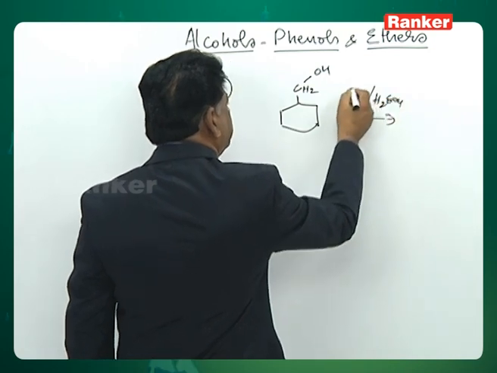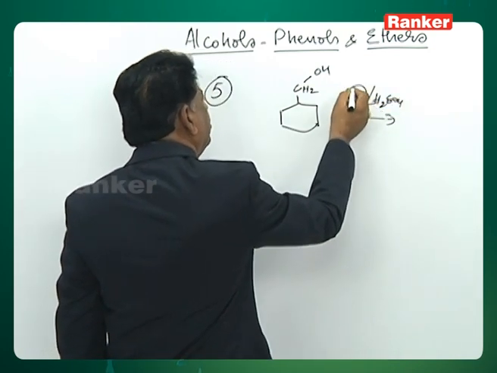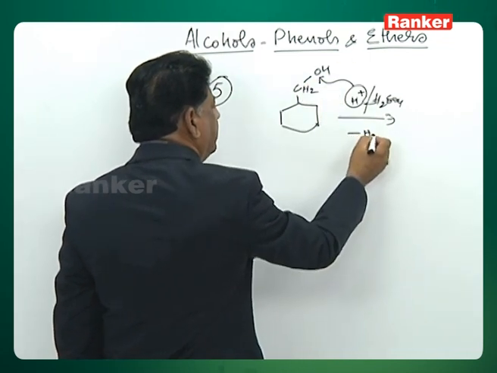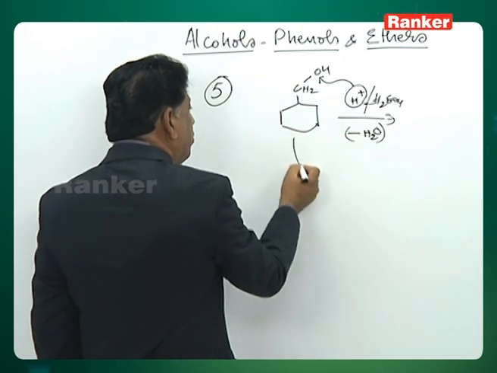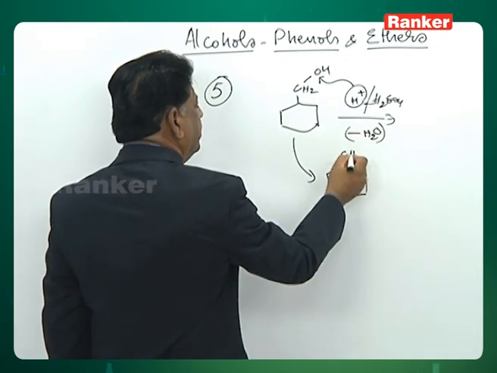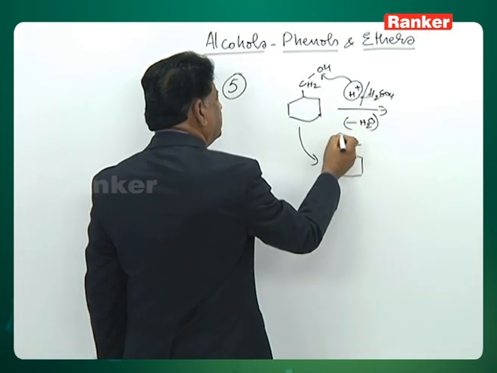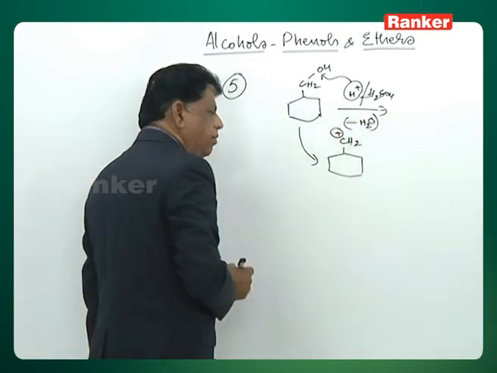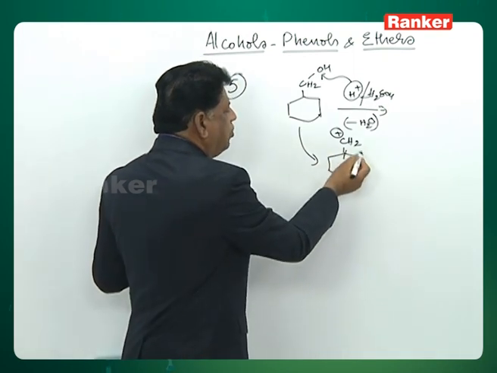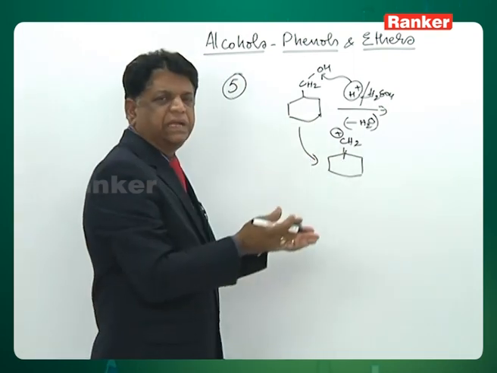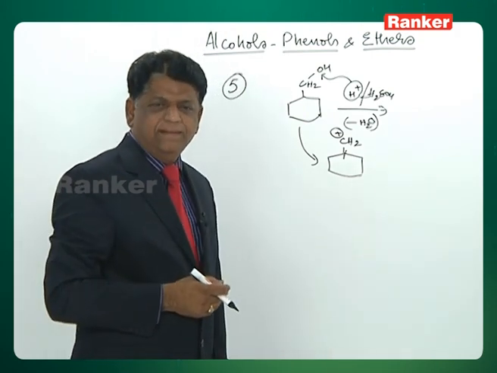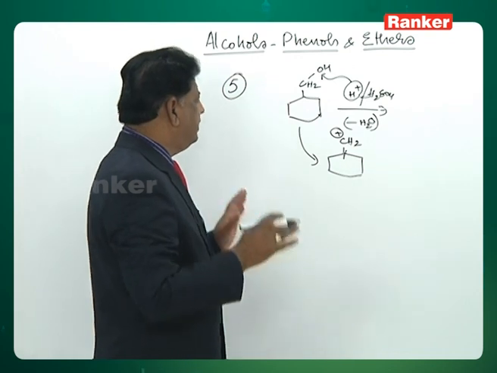This H plus from the sulfuric acid is going to attack on this one, followed by a loss of water, and subsequently what comes as an intermediate is a CH2 plus formed at the carbon. Many times what happens, it cuts and this group jumps and you will get a ring expansion. But if you find there is no ring expansion in the answers, then that is not the reaction.